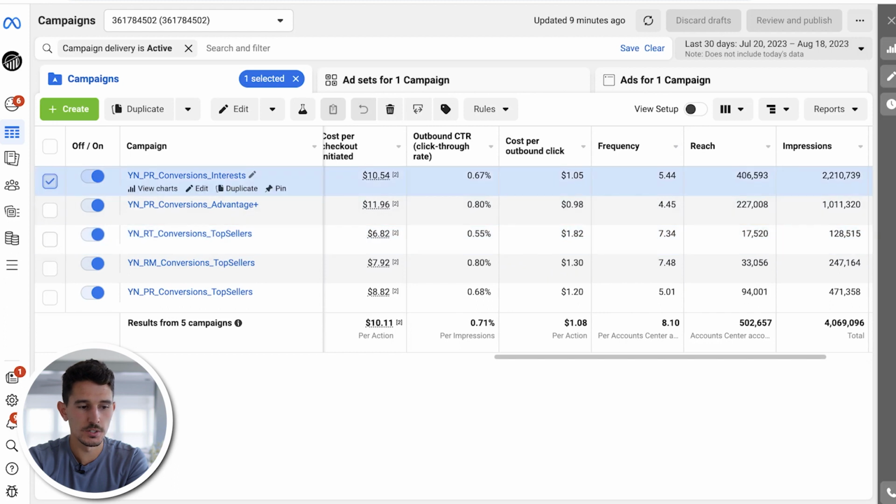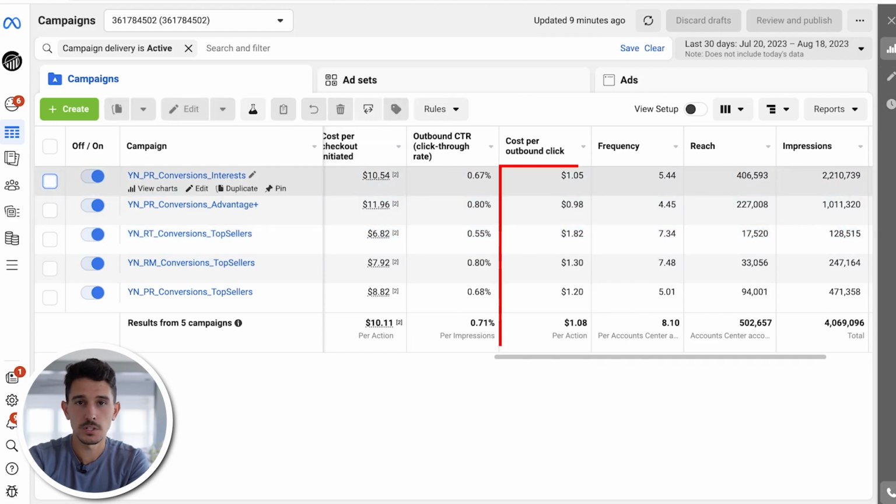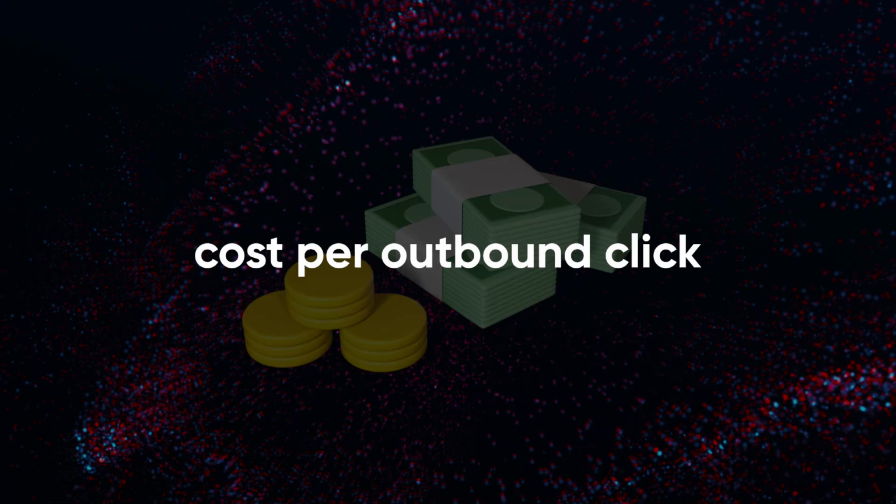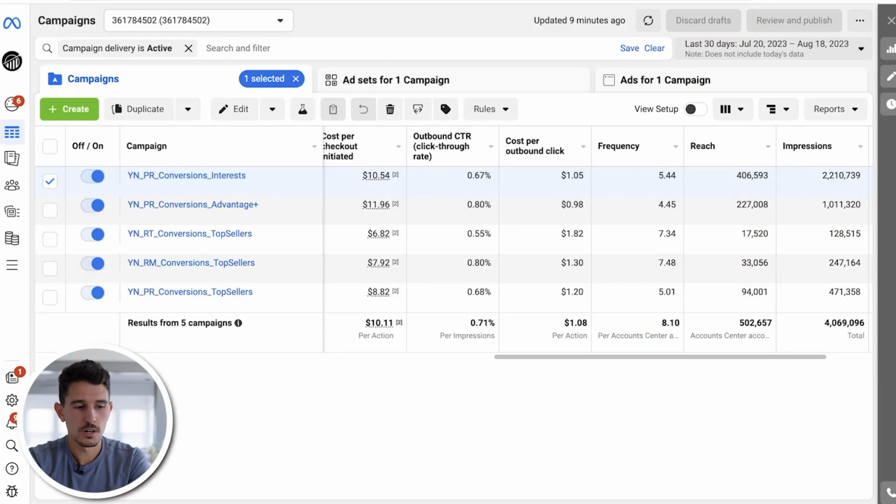We are going to take a look at the cost per outbound click. Cost per click means that someone may have clicked on the comment button, liked your Instagram ad, or clicked on your profile, did something interactive. That's a click. What we care about is the cost per outbound click. This means they actually went to your site. What we have here across the board is around $1.08 average for this account.